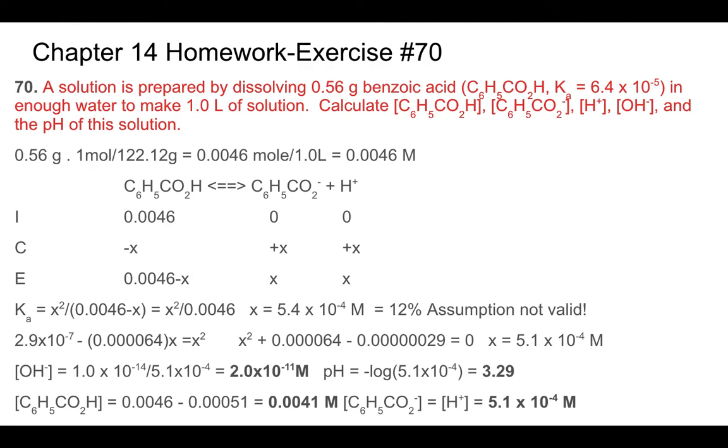I should have bolded the x equals 5.1 times 10 to the minus 4 because that's my H+. Actually, I do it down here below at the very end. I say H+ equals that. Not only is H+ 5.1 times 10 to the minus 4, so is the benzoate C6H5CO2- ions molarity based on the ICE table. And the unionized benzoic acid C6H5CO2H is going to be 0.0046 minus X, or 0.0041 molar. So I think I calculated everything they asked me to calculate in that problem.